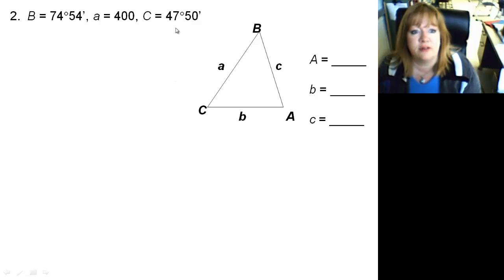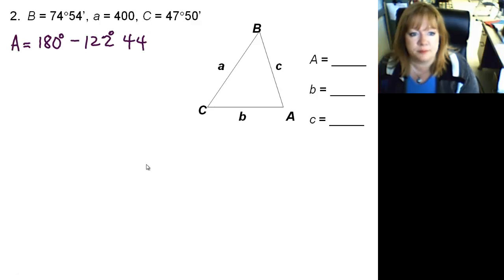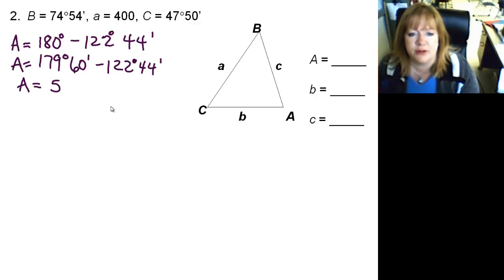Now this one, they give you two angles and one side again, but you don't have the opposite angle, so you need to find that right away. You've got minutes this time, so we'll have 180 minus the sum of those two. So we find angle A first, and you end up with 57 degrees 16 minutes. Again, I like to draw a triangle and I like to label the sides. So I've got little a is 400, and I know angle A is 57 degrees 16 minutes. So these are opposite of each other.